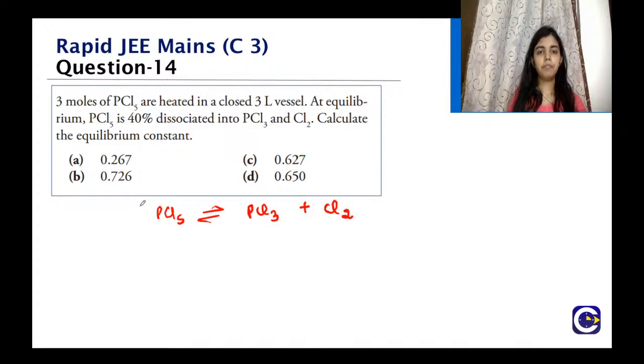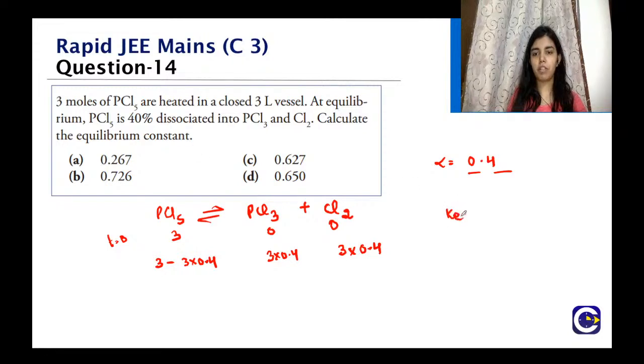Right. Now at time equals 0, 3 moles are present, 0, 0. Now 40% is dissociated, that means alpha is equal to 0.4, right. So this will be 3 minus 3 alpha. So this will be 3 minus 3 into 0.4, 3 alpha is 3 into 0.4, and 3 alpha is 3 into 0.4. Now we have to calculate the equilibrium constant.